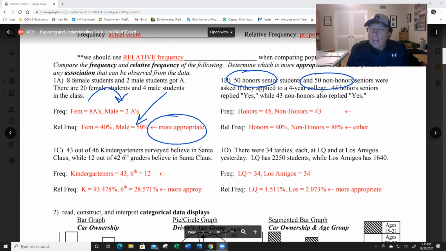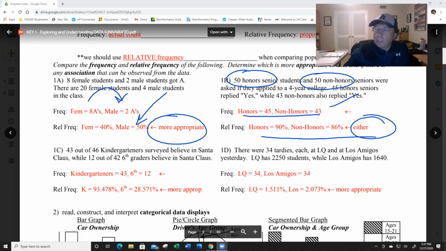Now this one, you've got 50 honor senior students and 50 non-honor senior students. The totals are very, very similar. You could really use either one. Most people will just use frequency because the denominators are the same, but again, it doesn't make much difference. C, you've got 43 of 46 kindergartners who believe in Santa Claus and 12 of 42 sixth graders. They're pretty similar denominators, but I would go with the relative frequency. You can see the percentage drop there is tremendous, from roughly 94% to 29%.